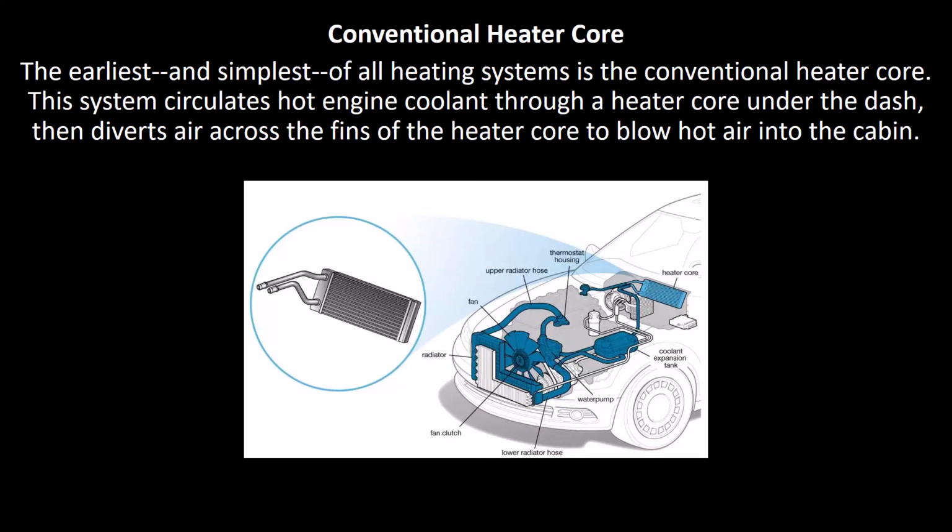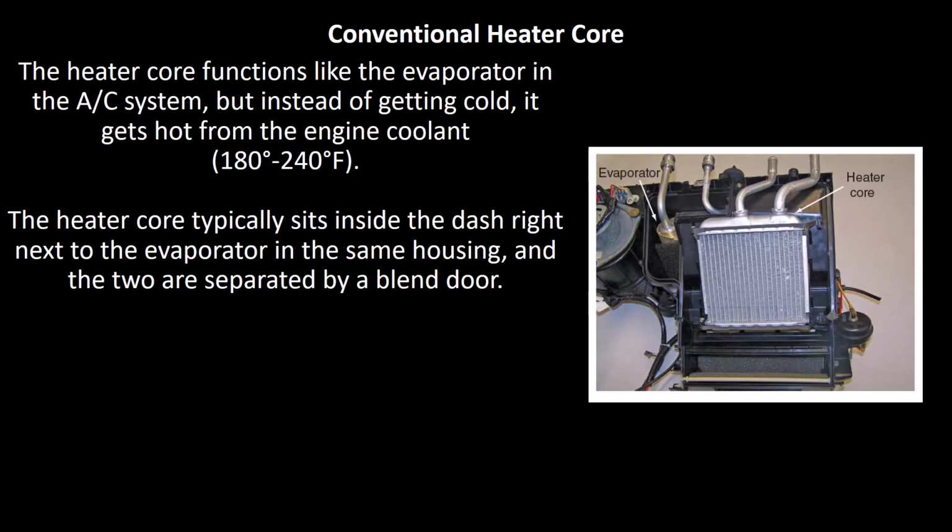So the earliest and simplest of all heating systems is the conventional heater core. This system circulates hot engine coolant through a heater core under the dash, then diverts air across the fins of the heater core to blow hot air into the cabin. The heater core functions like the evaporator in the AC system, but instead of getting cold, it gets hot from engine coolant, around 180 to 240 degrees Fahrenheit, depending on what the operating temperature of the engine is.